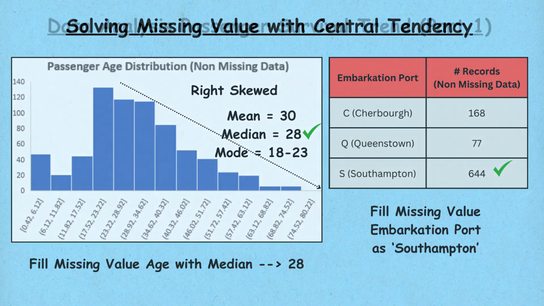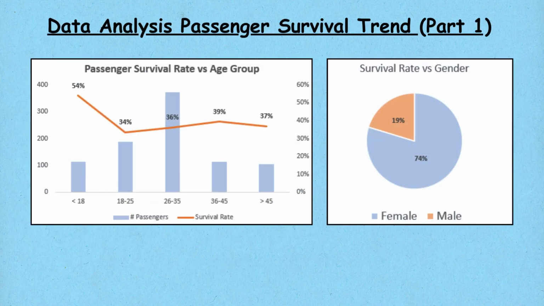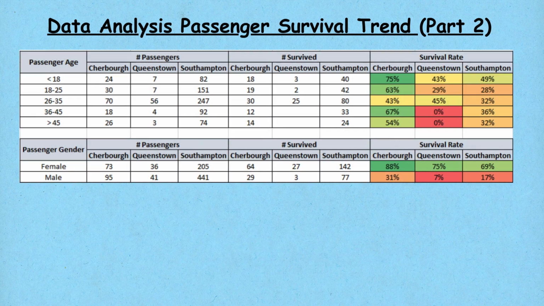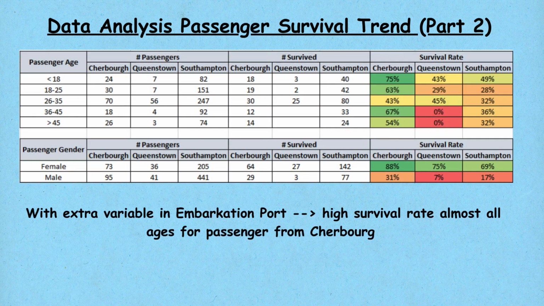dataset. When we examine the survival rates by age, the highest survival rate occurred for passengers under 18, especially female passengers, and it makes sense, right? The Titanic's lifeboat protocols prioritized women and children first during the tragedy, and everyone knows from the movie. But hold on! Introducing the embarkation port reveals a fascinating twist. Passengers from Cherbourg consistently had higher survival rates regardless of passenger age.